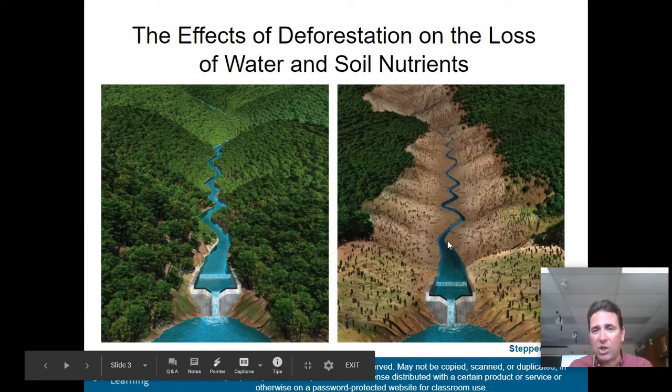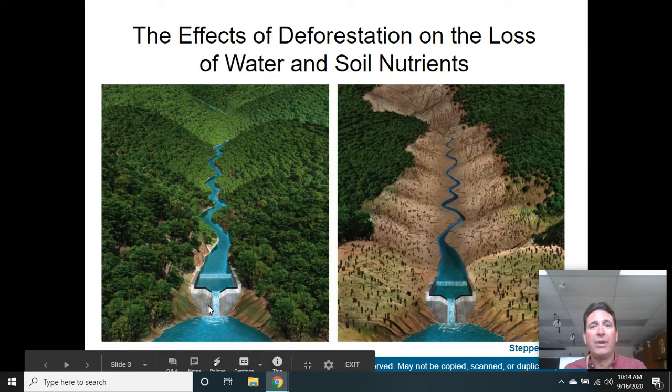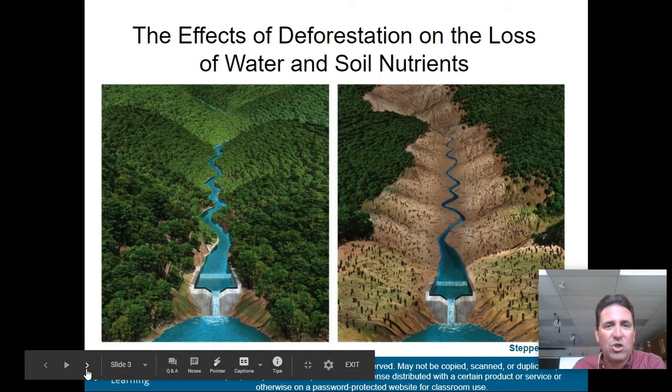And this is kind of a picture. Here was the experimental site, on the right here, where they clear cut the forest near this stream, and then here's the control site where they didn't. And they compared one against the other, and that's basically the scientific method, and that's what we're going to talk about. So again, this was the effects of deforestation on the loss of water and soil nutrients.